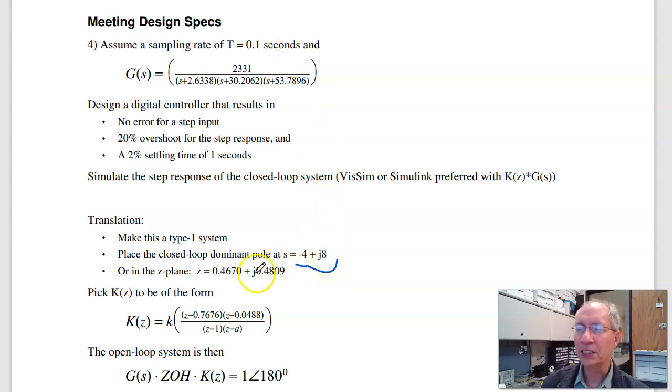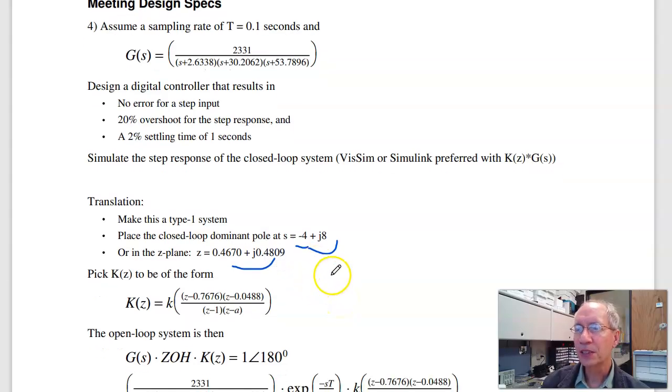Z is e to the st. Here's where I want to put the closed loop pole in the Z-plane. I need something to adjust. So what I'm going to do is add 2 zeros and 2 poles. The first zero cancels the pole at 0.26. The second cancels the pole at minus 30. Add a pole at plus 1 to make it a type 1 system. Add the second pole wherever it takes to place the closed loop pole at minus 4 plus j8 in the S-plane.